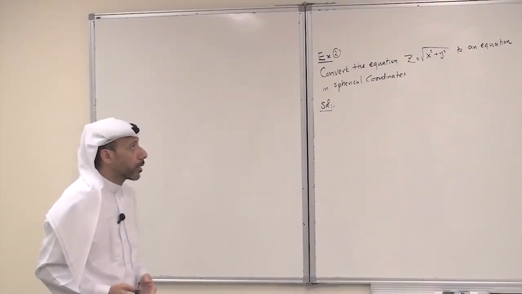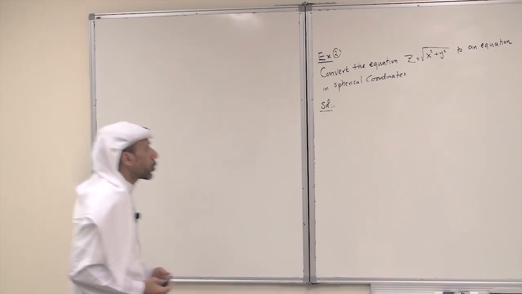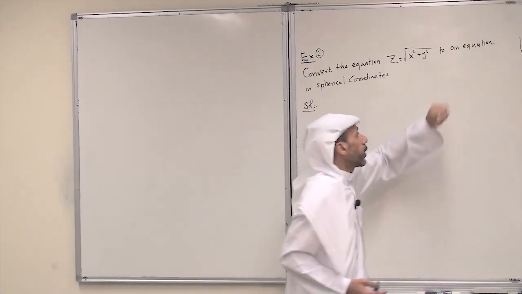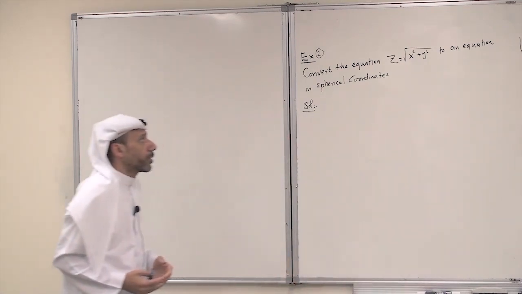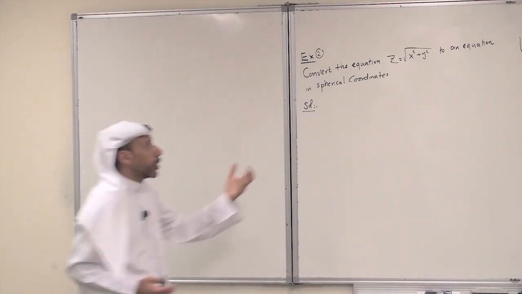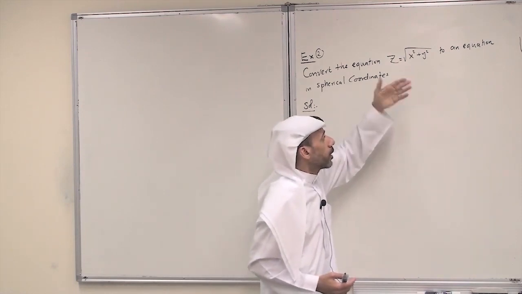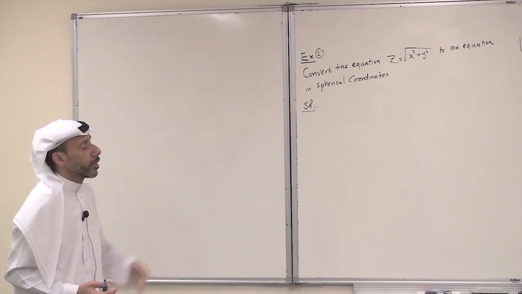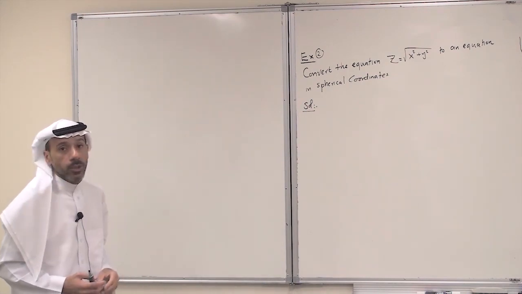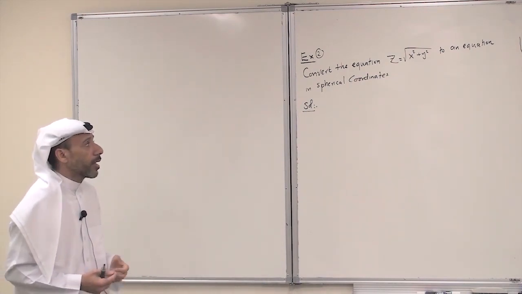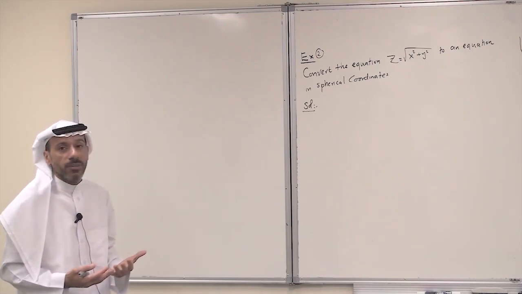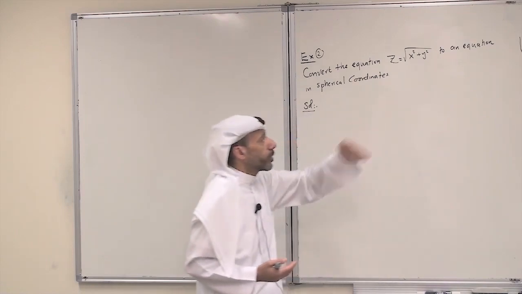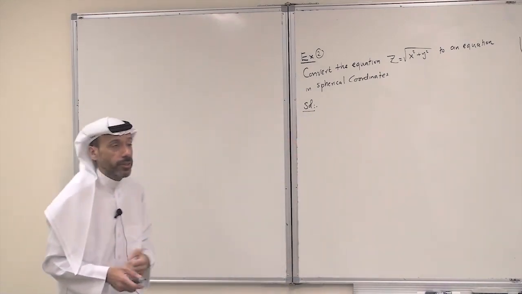We consider the following problem. Convert the equation z equals root x squared plus y squared to an equation in spherical coordinates. So we are given an equation in rectangular coordinates. We want to find the corresponding equation in spherical coordinates. So how to change it to an equation in spherical coordinates? Here the situation is very simple. Just replace z, x, y by their corresponding values in spherical coordinates.